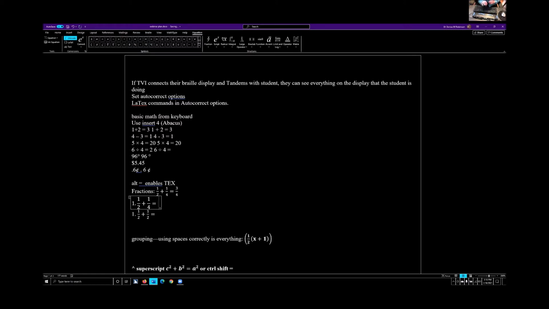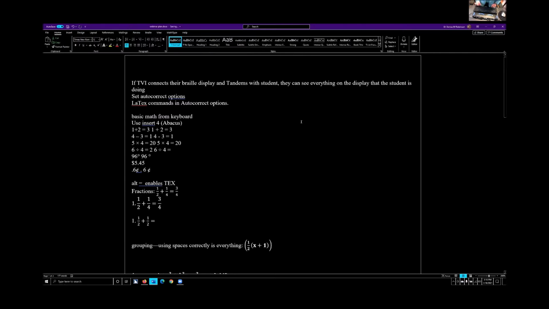Equals, space. Which is the way all the math books are. This is the way all the sighted students are doing their math, especially the more advanced students. This is just how they do it. And 3/4. Beautiful. And you're going to go ahead and Enter.